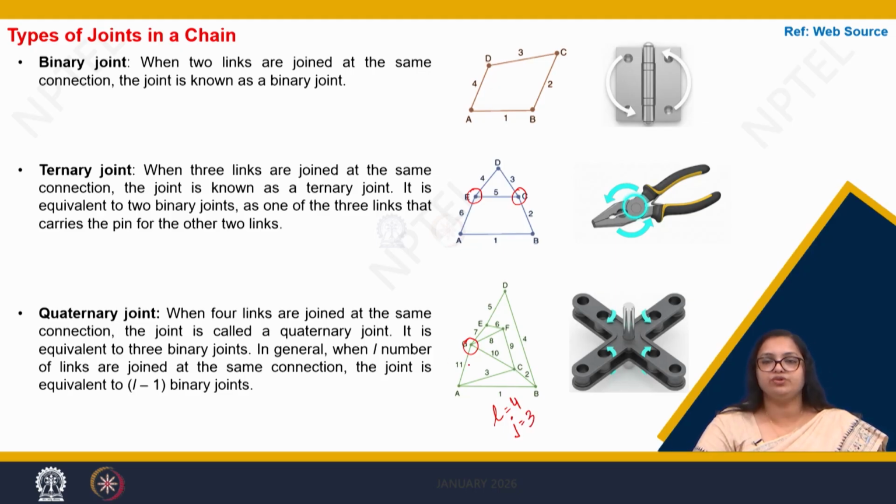Many of you would be wondering how it is 3 and not 4. So we go clockwise, and what do we see? 11 and 10 make one binary joint, 10 and 8 make another binary joint, 8 and 7 make another binary joint. We do not count the last pair as a binary joint.